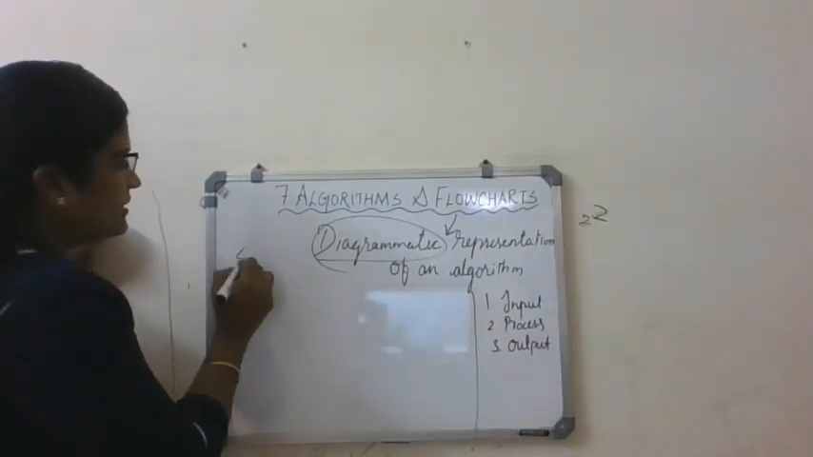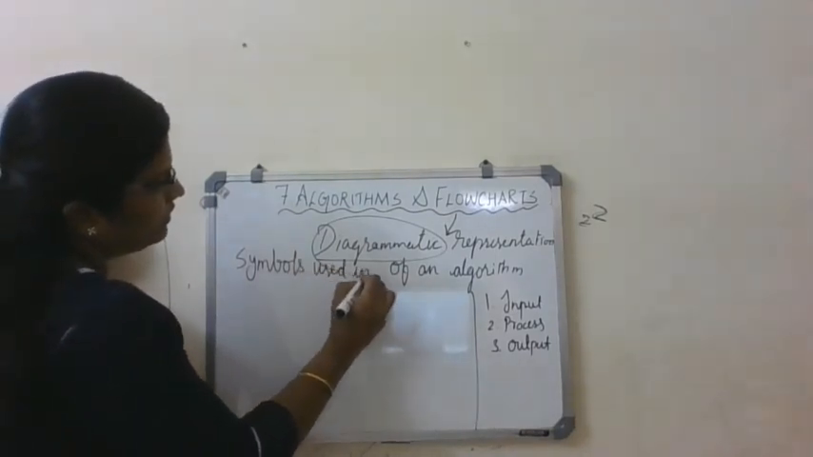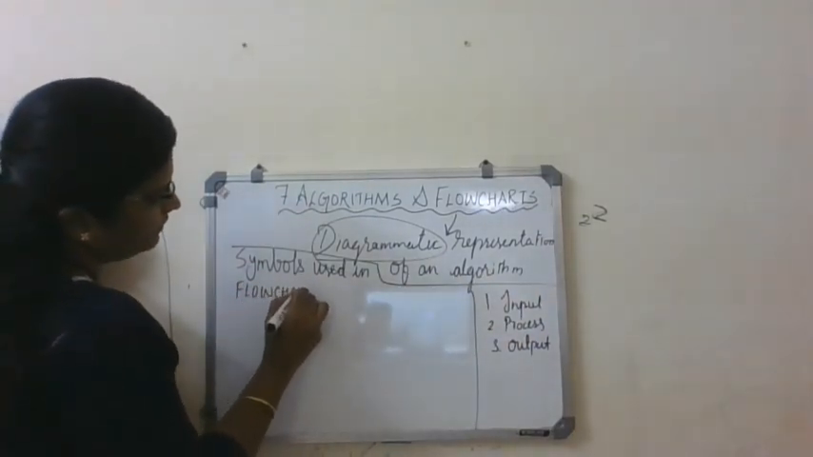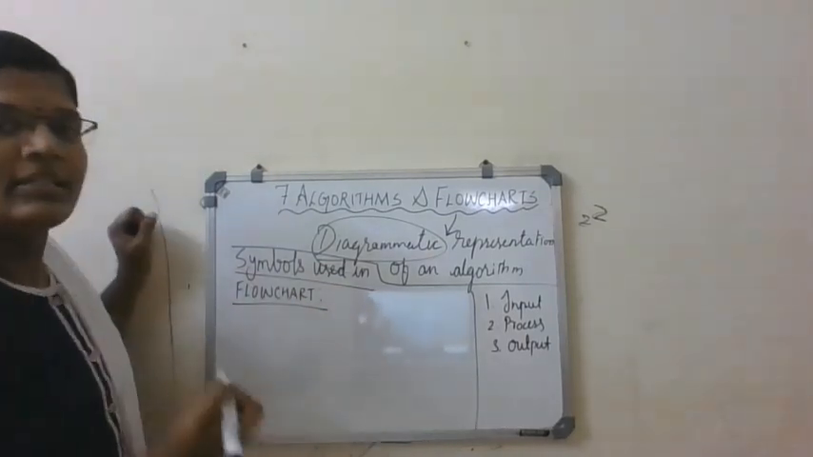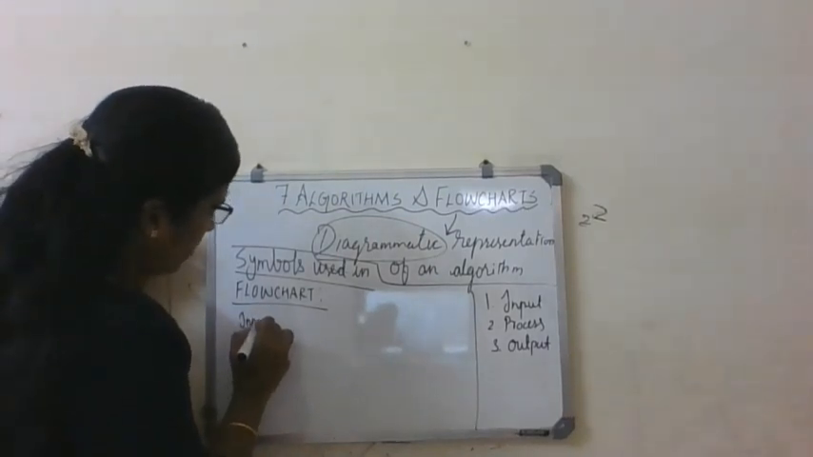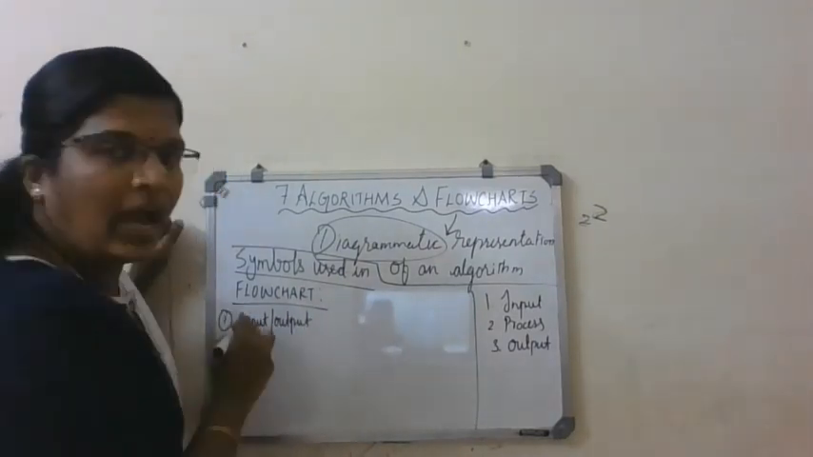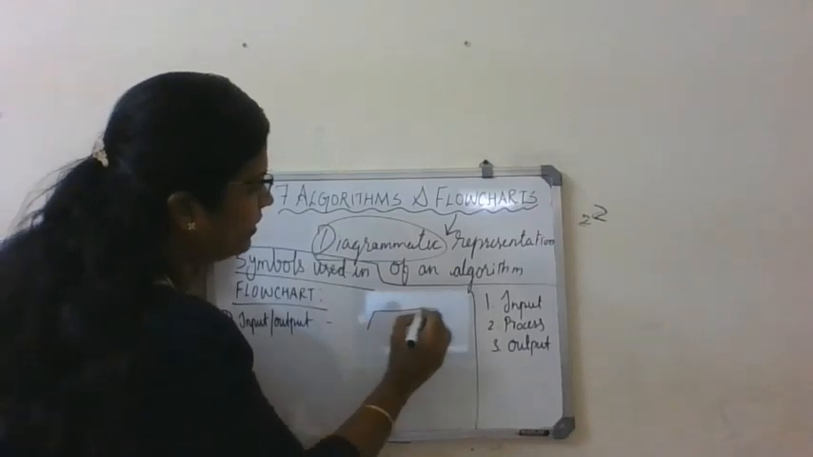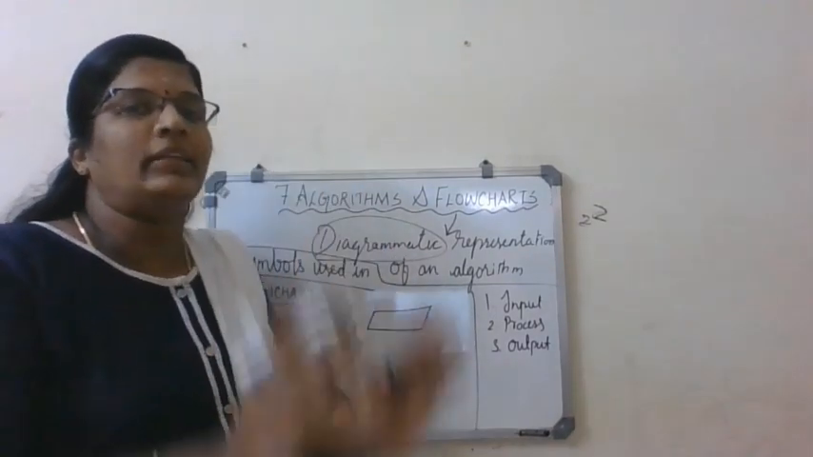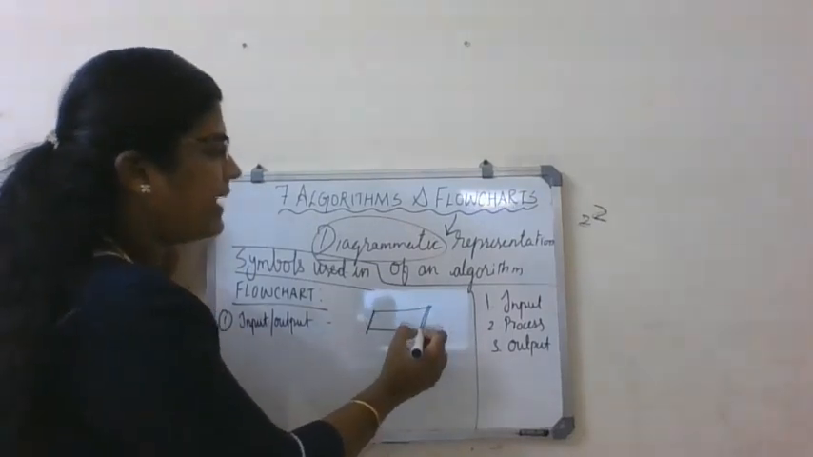The question is: what are all the symbols used in a flowchart? The very first one is for input and output. For input and output, we use the symbol parallelogram. You can see that both sides are slanting lines. It's not a rectangle, just keep it in mind.